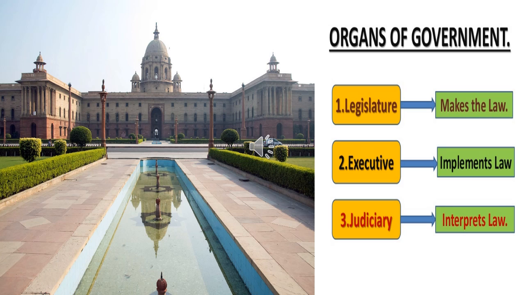In order to give importance to such a plural character, our constitution makers provided a federal arrangement for governance. Our constitution makers provided a federal form of government. There are two forms of government: one is unitary and another one is federal.